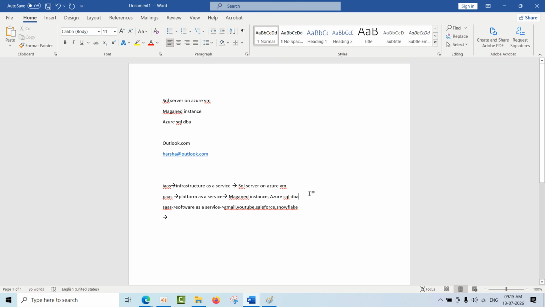So the small logic here is Azure SQL DB looks like a SaaS, but it's actually a PaaS service. Okay, so that's the reason we call it Azure SQL Database as a DBaaS, meaning database as a service.